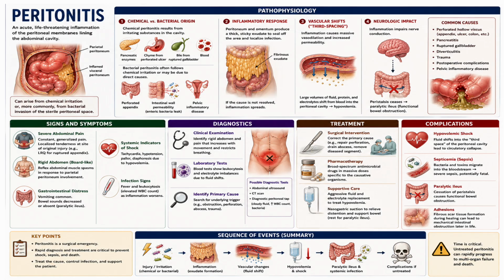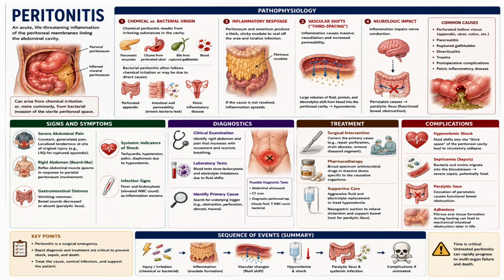Peritonitis. This is a critical, life-threatening inflammation of the peritoneal membranes, commonly arising from either chemical irritation such as enzymes from pancreatitis or chyme from a perforated ulcer, or direct bacterial infection from a ruptured appendix. The pathophysiology is marked by a sequence where the body initially attempts to localize the infection with a thick, sticky exudate. However, as the inflammation spreads, the highly vascular membranes undergo massive vasodilation, and this can lead to third spacing, right? It's a dangerous shift of fluid, protein, and electrolytes from the blood into the peritoneal cavity.